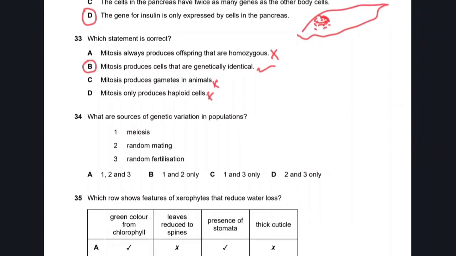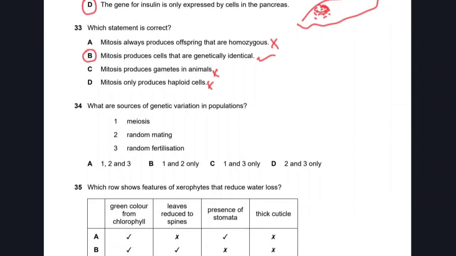What's the source of genetic variation? Meiosis, random mating, random fertilization. All three are sources of genetic variation.